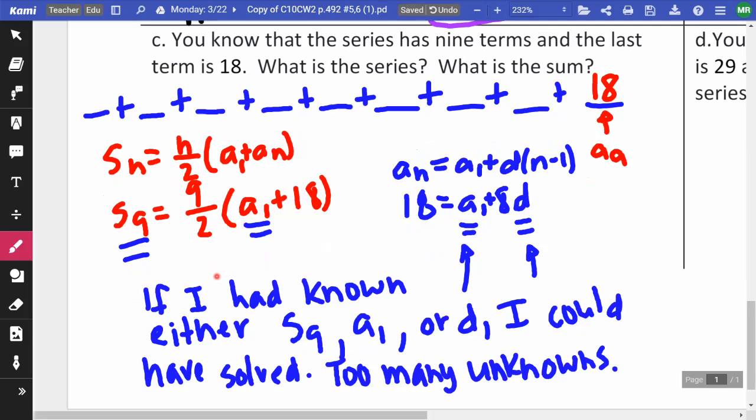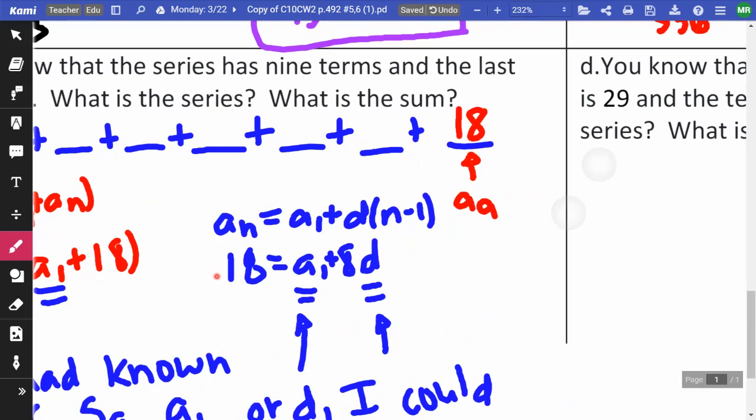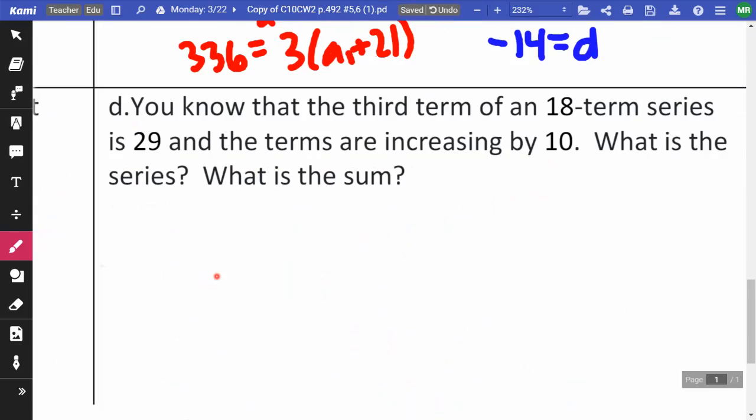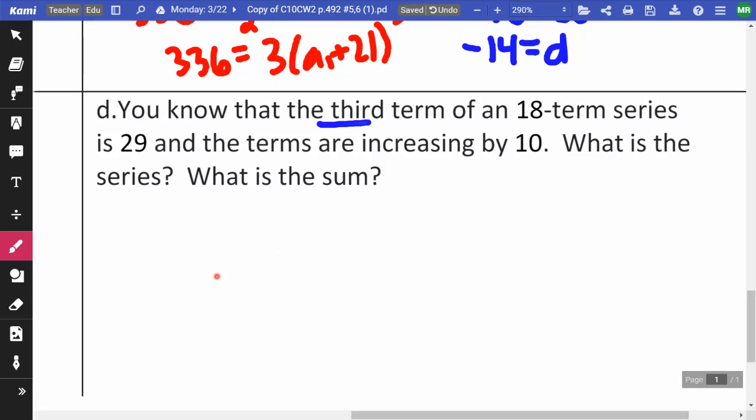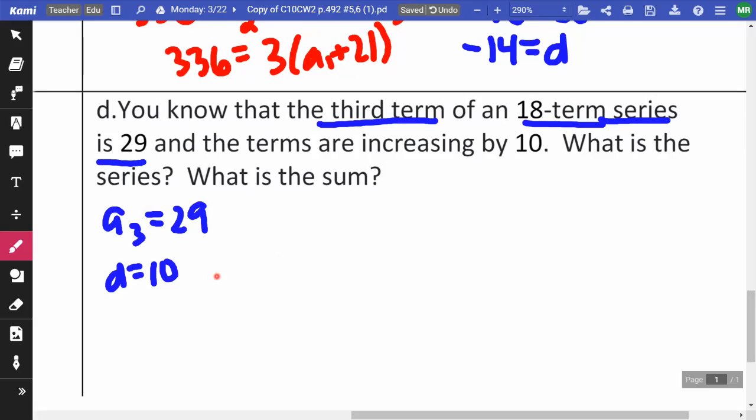Okay. On D, the third term of an 18-term series is 29. So I know A sub 3 is 29. I know there are 18 terms. And I know the terms are increasing by 10, so my D is equal to 10. What is the series? What is the sum?